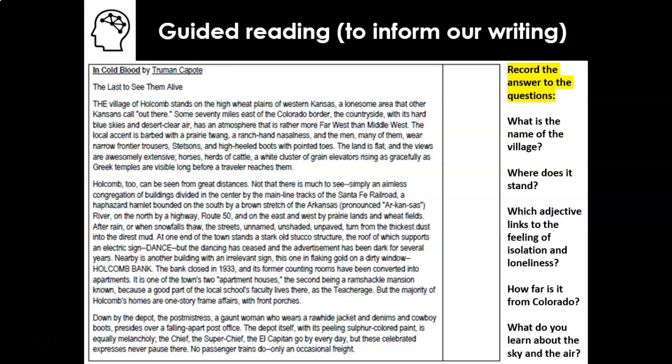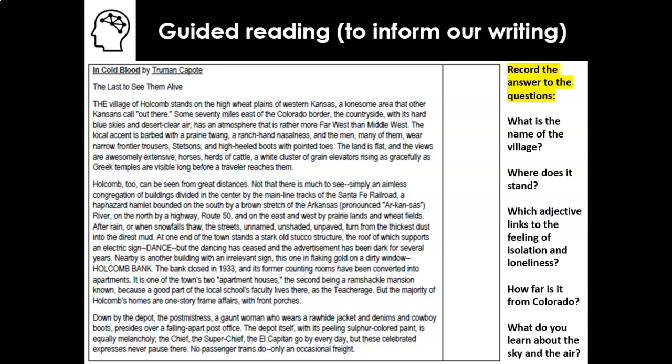Some 70 miles east of the Colorado border, the countryside with its hard blue skies and desert clear air has an atmosphere that is rather more far west than Middle West. The local accent is barbed with a prairie twang, a ranch hand nasalness, and the men, many of them, wear narrow frontier trousers, Stetson and high-heeled boots with polished pointed toes. The land is flat, and the views are awesomely extensive.